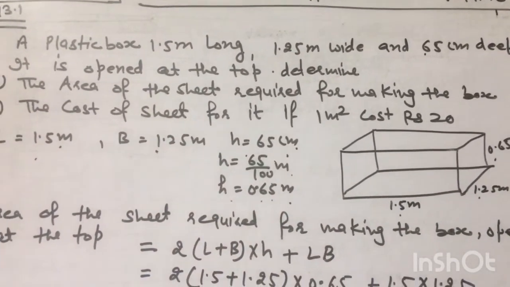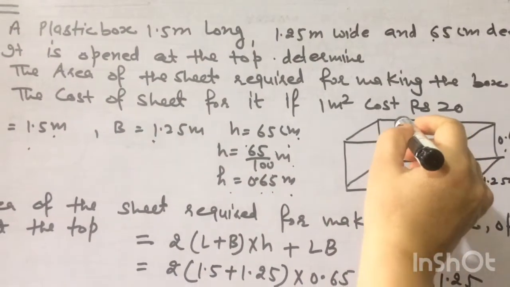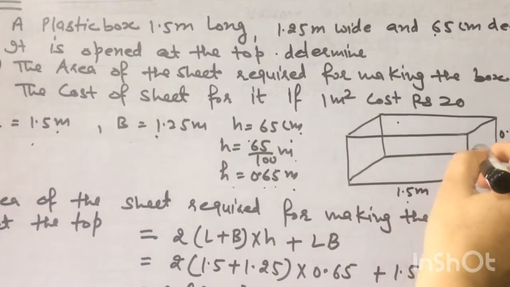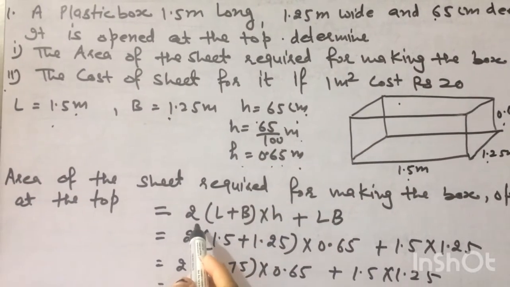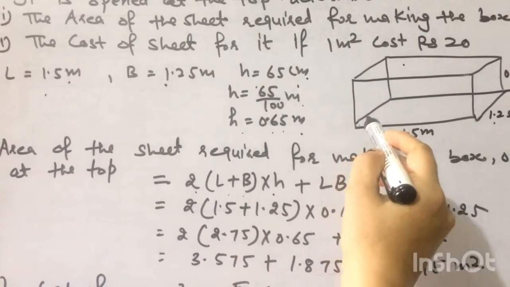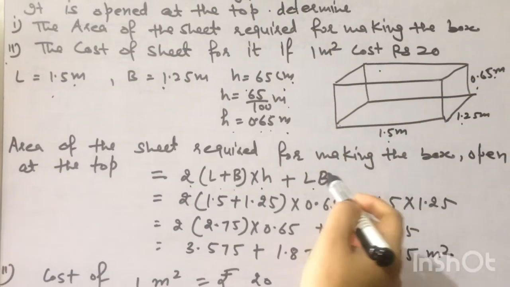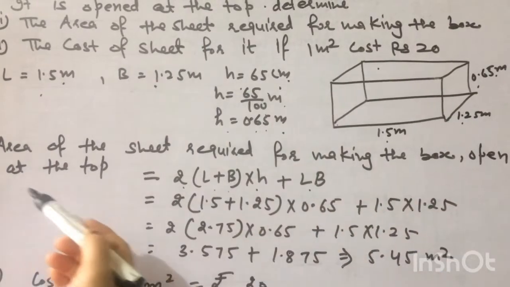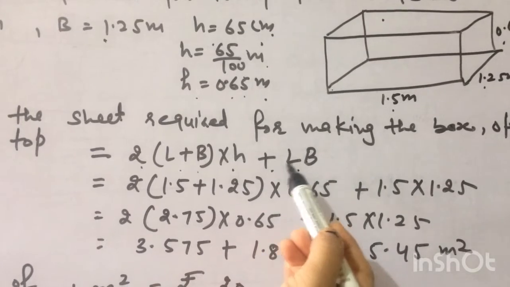Now we have to find the area of the sheet required for making the box, and this box is open from the top. So we have to calculate the area of four walls plus area of the bottom. Area of the four walls is 2 into (L plus B) into height, and area of the bottom is in rectangular shape, so length into breadth, L into B. So area of the sheet required for making the box that is open at the top equal to 2 into (L plus B) into H plus LB.